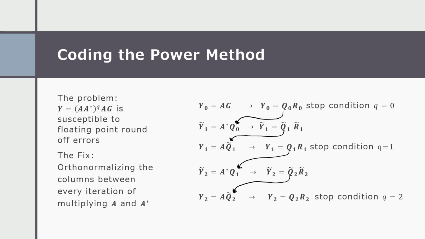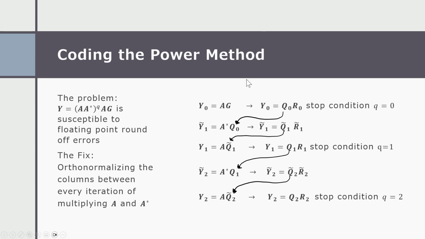To fix this, you need to orthonormalize the columns between each step, or each application of A and A^T. This is actually too bad in a way, because it added a bunch of QR decompositions to the calculation, which slows it down, but it still ended up being faster than the exact SVD method for finding Q.